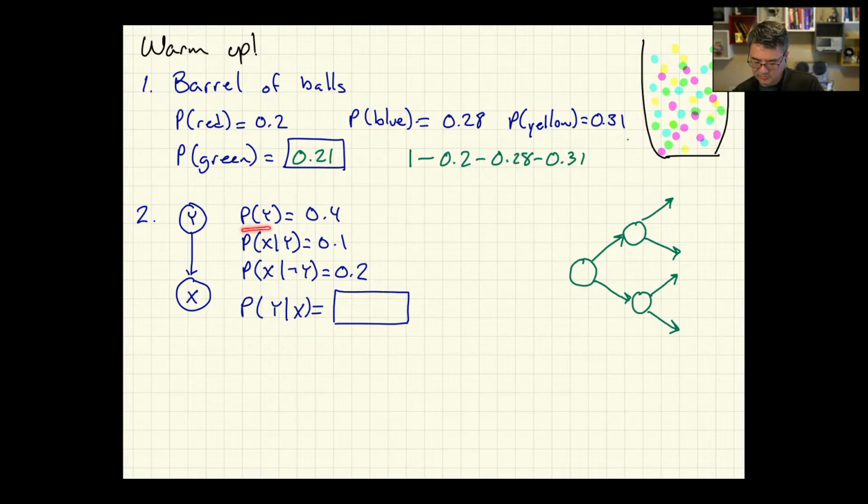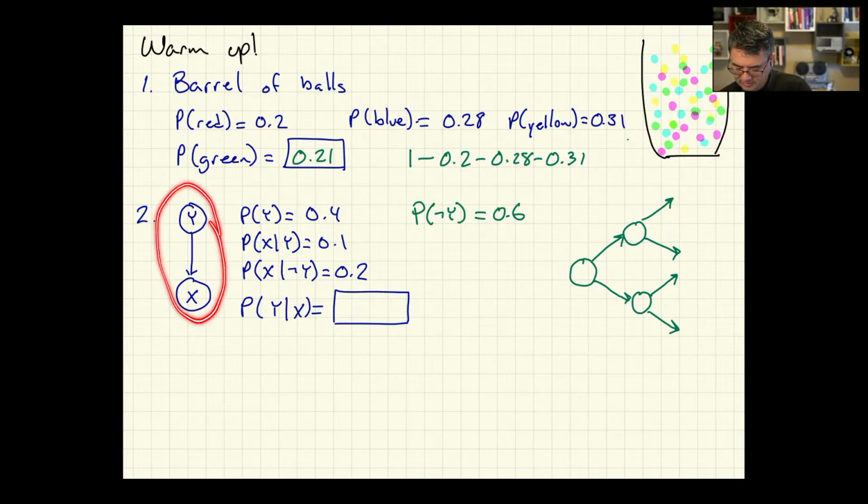So if we have the probability of Y, what's the other number that you would put over here? Good. We would put the probability of not Y, 0.6. And from this diagram, Y causes X. We can see the arrow is pointing toward the X, which means that Y is going to come first in our tree, and then X is going to come after that.